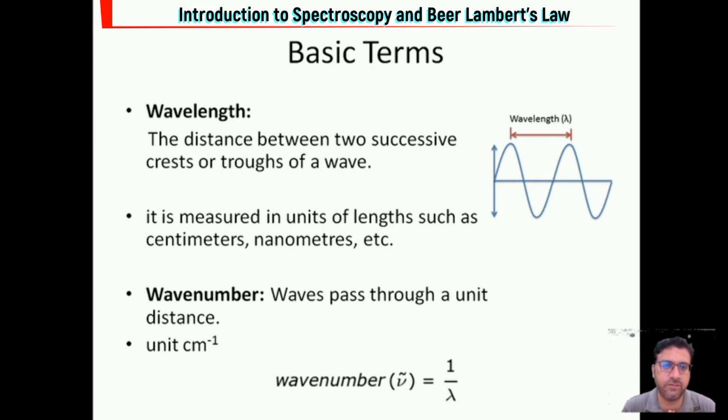Some basic terms in spectroscopy. Wavelength. The distance between two successive crests or troughs of a wave is known as wavelength. It is denoted by lambda. It is measured in units of length such as centimeters, nanometers. Wave number. The number of waves passing through a unit distance. It is denoted by nu bar, and that is the reciprocal of the wavelength.